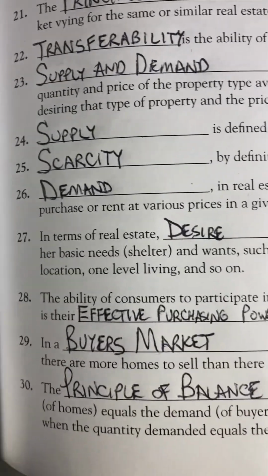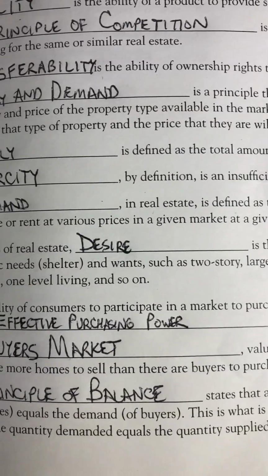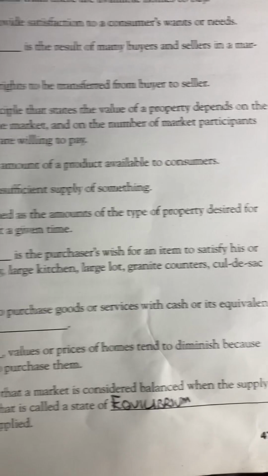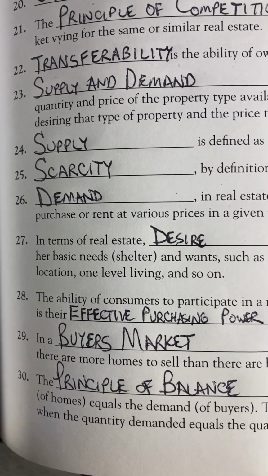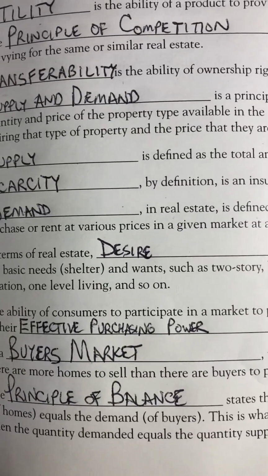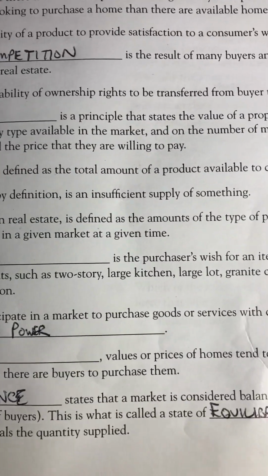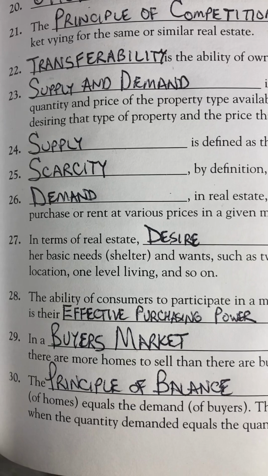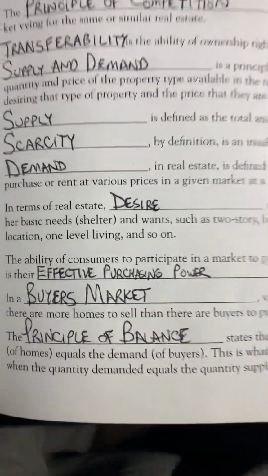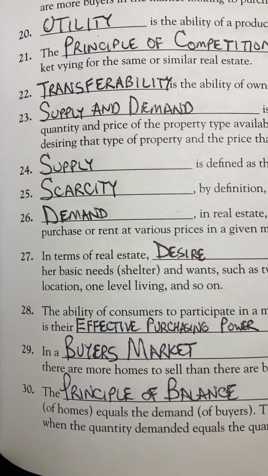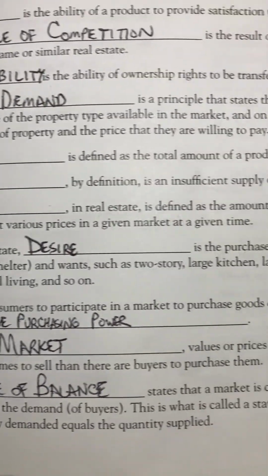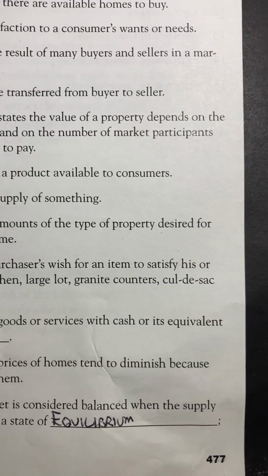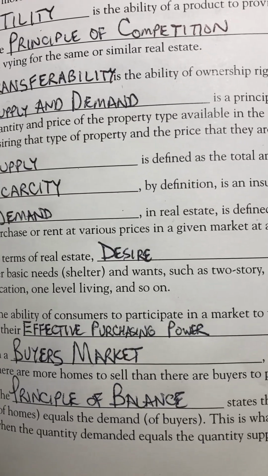Number 27, in terms of real estate, desire is the purchaser's wish for an item to satisfy his or her basic needs, for instance, shelter, and wants, such as 2-story, large kitchen, large lot, granite counters, cul-de-sac location, one-level living, and so on. Number 28, the ability of consumers to participate in a market to purchase goods or services with cash or its equivalent is their effective purchasing power.